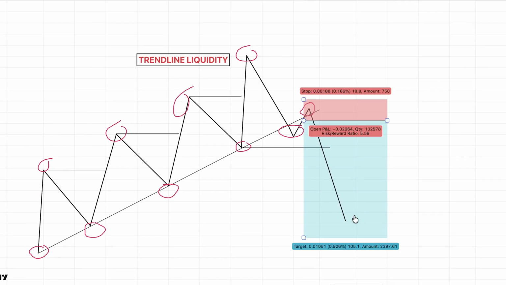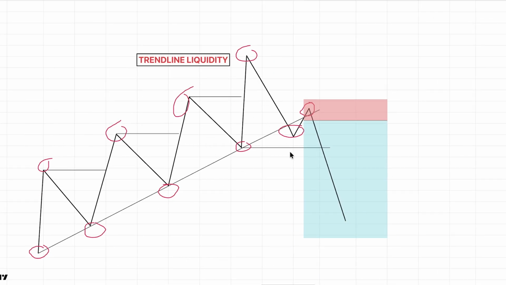But then the limitation is that you don't get to see what comes after that. So probably price is going to take out all the liquidity and continue upward. You see that? So it is important you get this concept correctly so that you will avoid being in this type of trap.